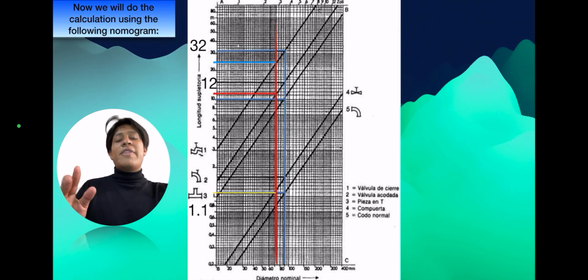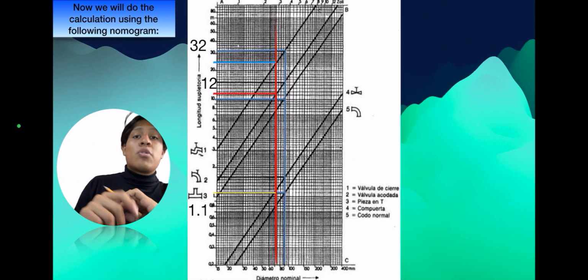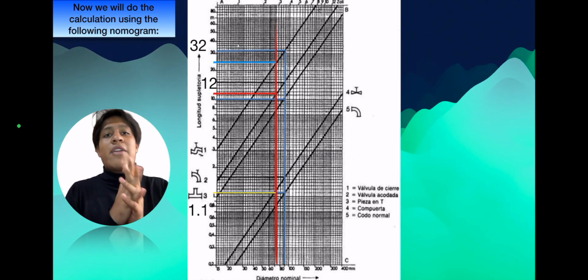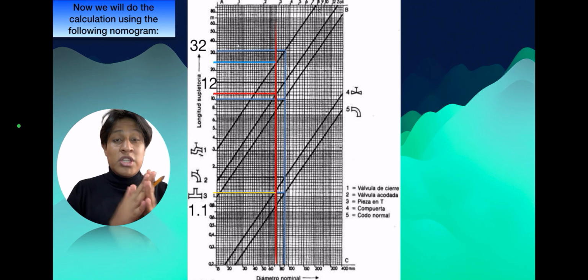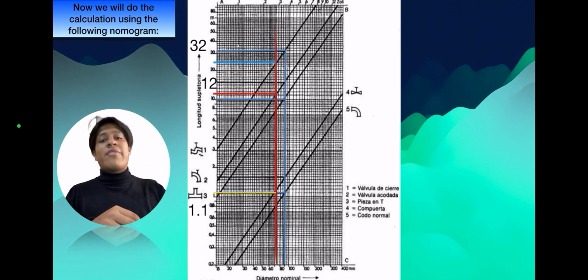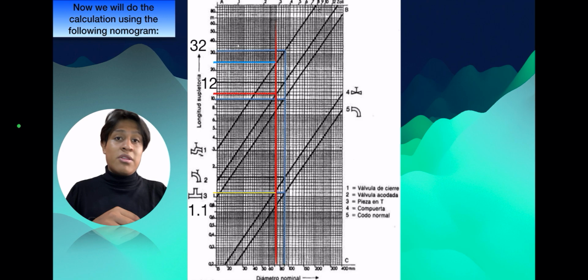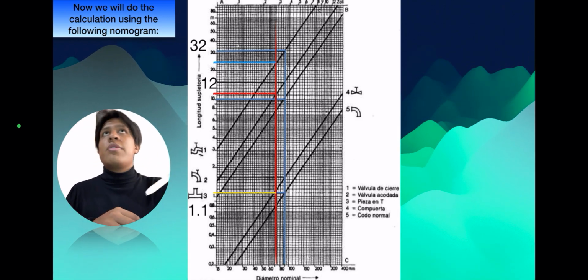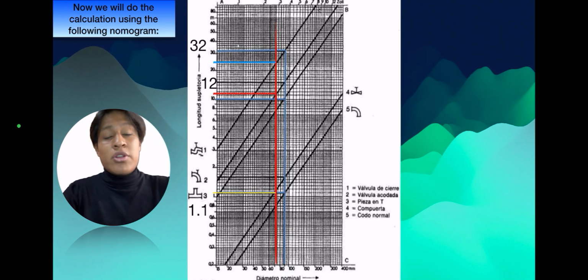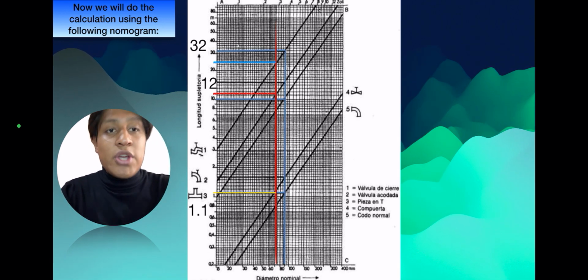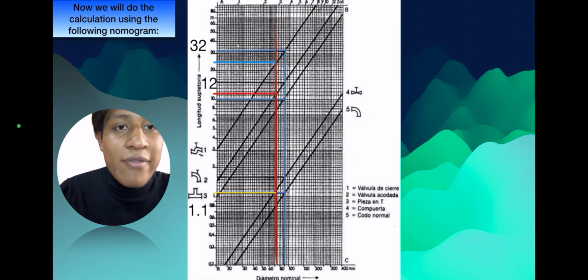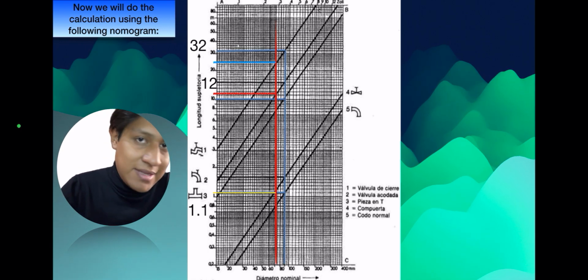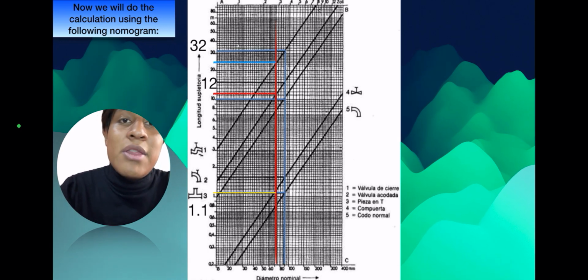Well, we have the second one, the second nomogram. So in this one, we will now do the calculation using the following nomogram. Do you remember the number that we have in the first nomogram? That is the nominal diameter. This is important, and we're going to use that number, that is 70. In the scale, we have a red line that is the nominal diameter, and we're going to put 70 on the scale.